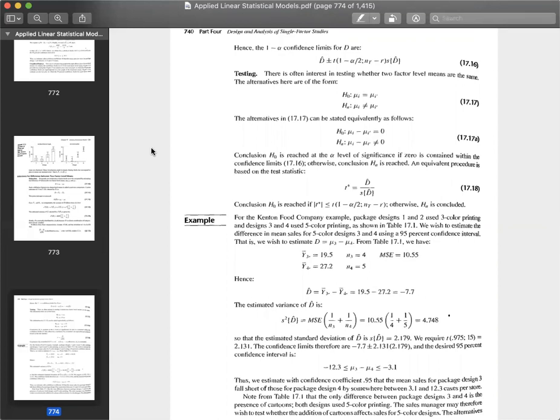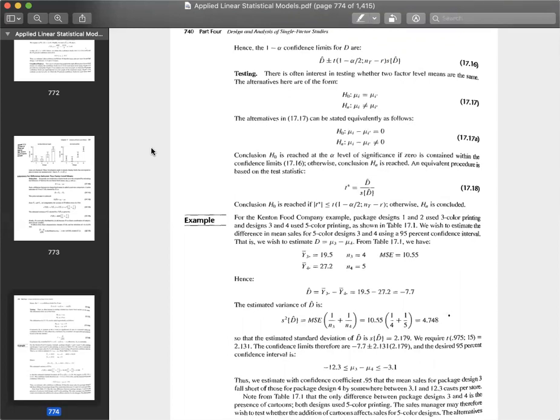Testing. There is often interest in testing whether two factor level means are the same. The alternatives here are of the form: the null hypothesis is mu i equals mu i apostrophe, and the alternative hypothesis is that they are not equal. The alternatives can be stated equivalently as follows. The null hypothesis is mu i minus mu i apostrophe equals 0, and the alternative hypothesis is that they are not equal to 0. We conclude that the null hypothesis is reached at the alpha level of significance if 0 is contained within the confidence limits. Otherwise, the conclusion is that the alternative hypothesis is reached.